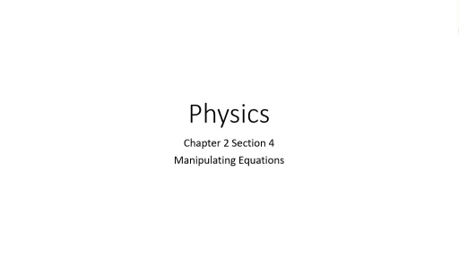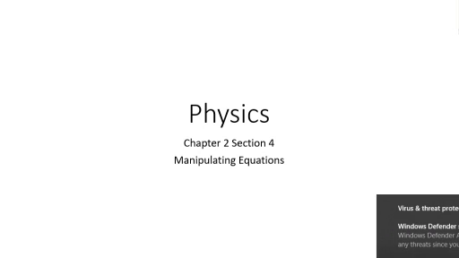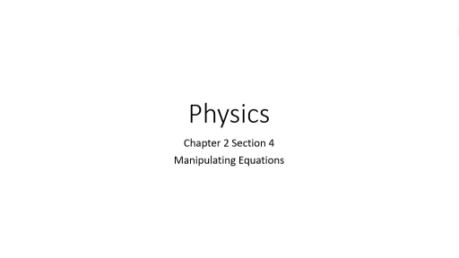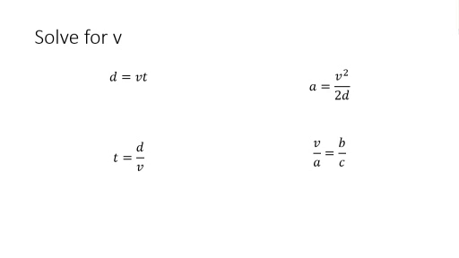Alright, so that was the end of section 3. Section 4, again, we're going through both of these fairly quickly. Section 4 is dealing with manipulating equations. Manipulating equations is basically taking an equation and solving for one of the variables. So taking a formula, in this case, if we have all four of these, let's say we wanted to solve for v in any of these.